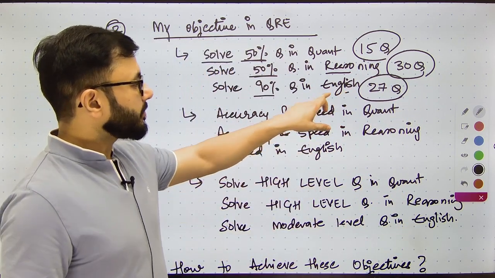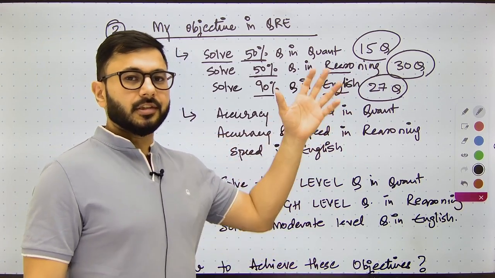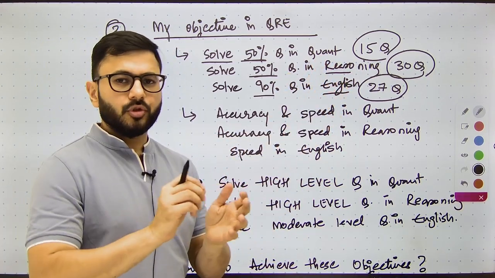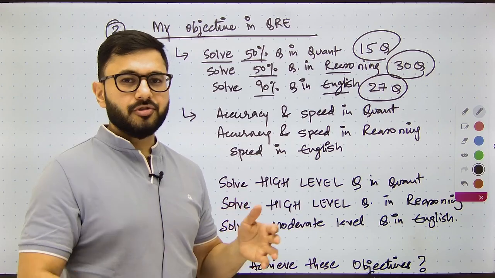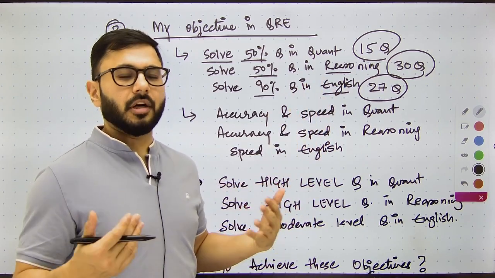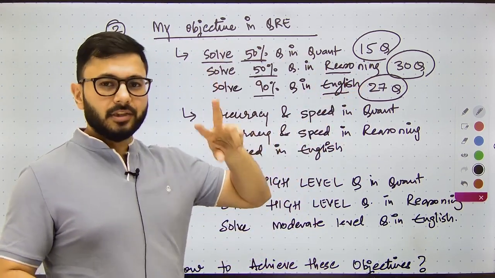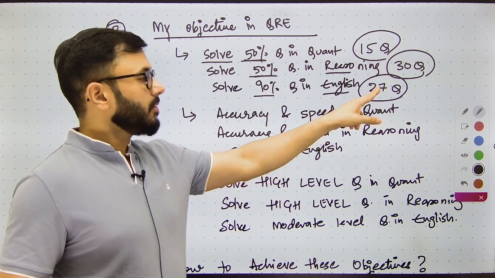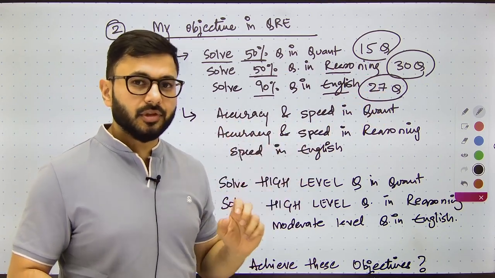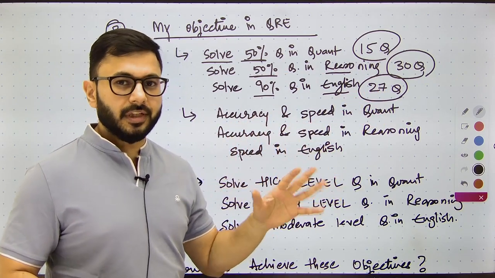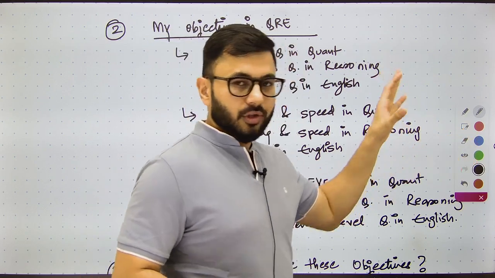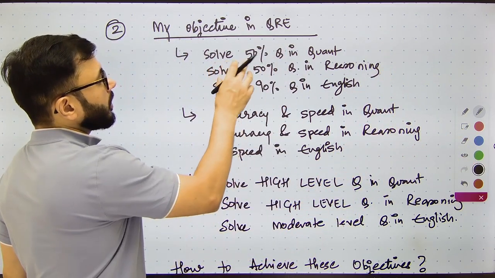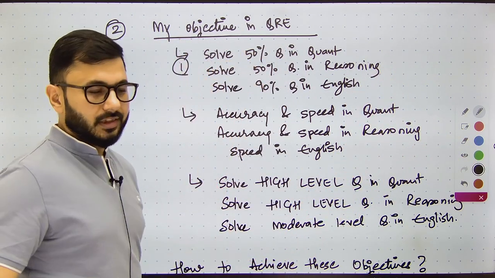Why? Because English paper is a lot easier than quant and reasoning. You don't have to solve anything, you don't have to do any calculation. A lot of questions, answers come faster. That is why these two reasons combined give me my objective of solving 90% questions in English, not just 50, 60, 70%. Okay. So, these become my number 1 objectives of quant, reasoning and English.